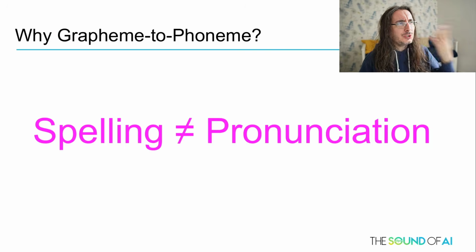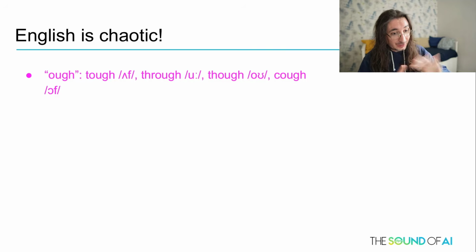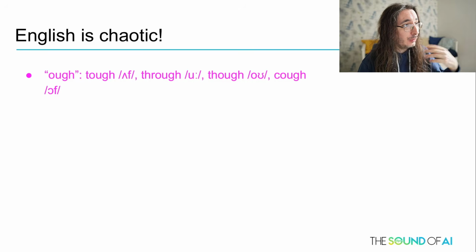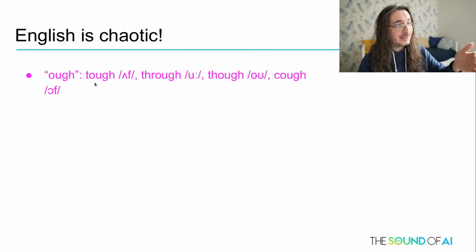So why do we do Grapheme-to-Phoneme? Can't we just use the characters spelled as they are? Well, the problem is that spelling is different from pronunciation in a lot of situations. And indeed, English, regarding this particular aspect, is quite chaotic. Let me give you a few examples. Let's take a look at this cluster of characters, O-U-G-H, right? So we have that cluster in "tough", and the pronunciation for O-U-G-H in "tough" is "f".